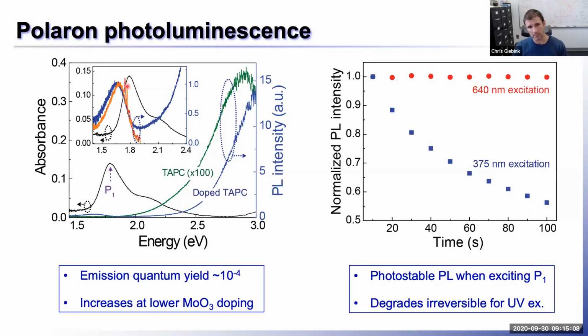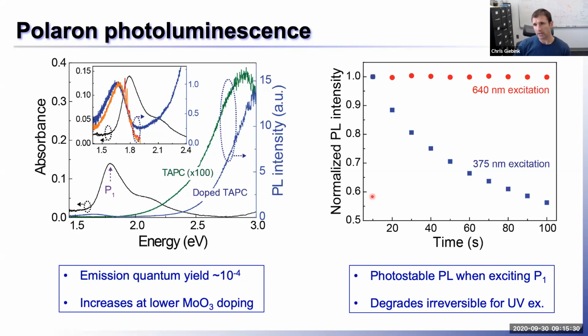But what's interesting is that you can see these sharp spikes for the red and the orange curve. Those are actually Raman lines. The shift is associated with the change in the excitation wavelength between 633 and 640 nanometers. So it gives you a sense of how weak this photoluminescence is. In fact, we estimate its emission quantum yield at about 10⁻⁴. It gets a little bit better as you go to lower moly oxide doping concentration.